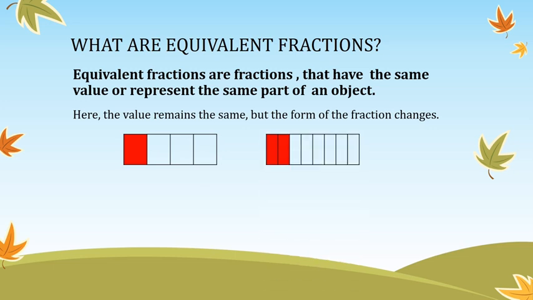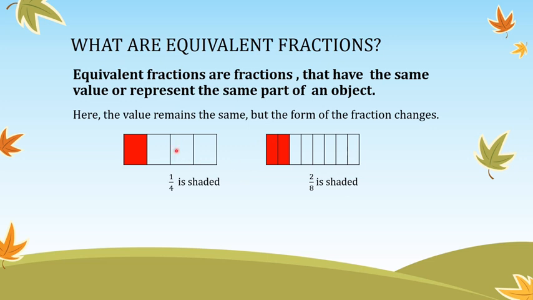Now you see the figures over here. The size of the figure is the same. Only the number of parts into which the division is done is different, and the shaded portion is different. So what do we see over here? Here 1 out of the 4 equal parts is shaded, so we have written 1 upon 4 is shaded, whereas here we see 2 upon 8 is shaded. But the value is the same.